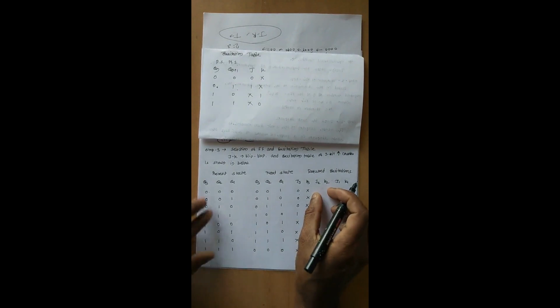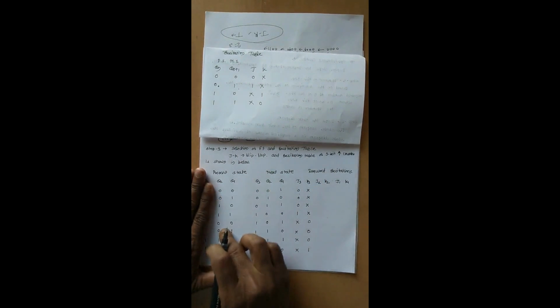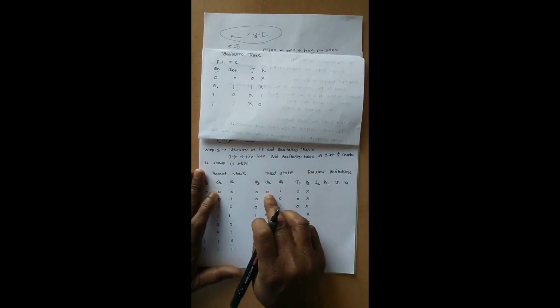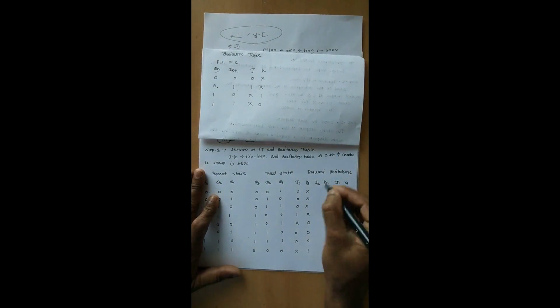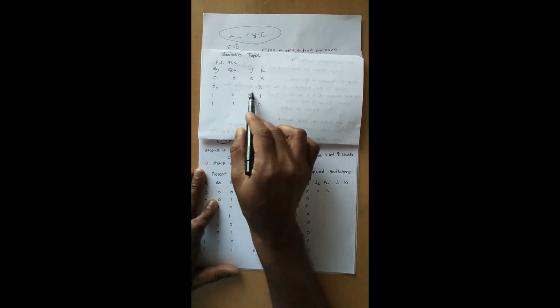In the similar way, we find out J2, K2. For that, we have to use only the Q2 column in the present state as well as the Q2 column in the next state. So, 0, 0. When both are 0, 0, then we have to use 0x. Again, this is a 0, 1. So, it will be 1x.